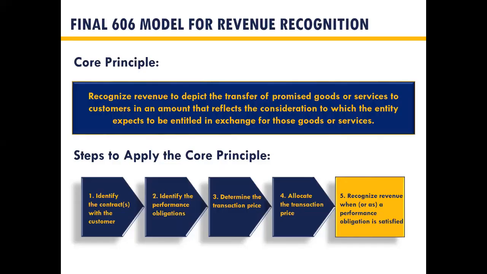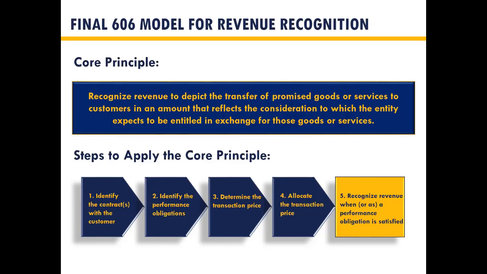So the standard has really taken a core principle and tried to boil it down to how we recognize revenue. The whole purpose of the standard is to recognize revenue to depict the transfer of promised goods or services to customers in an amount that reflects the consideration to which the entity expects to be entitled. We talk about performance obligations as part of this, and a performance obligation is that promise to transfer distinct goods or services as part of that contract.